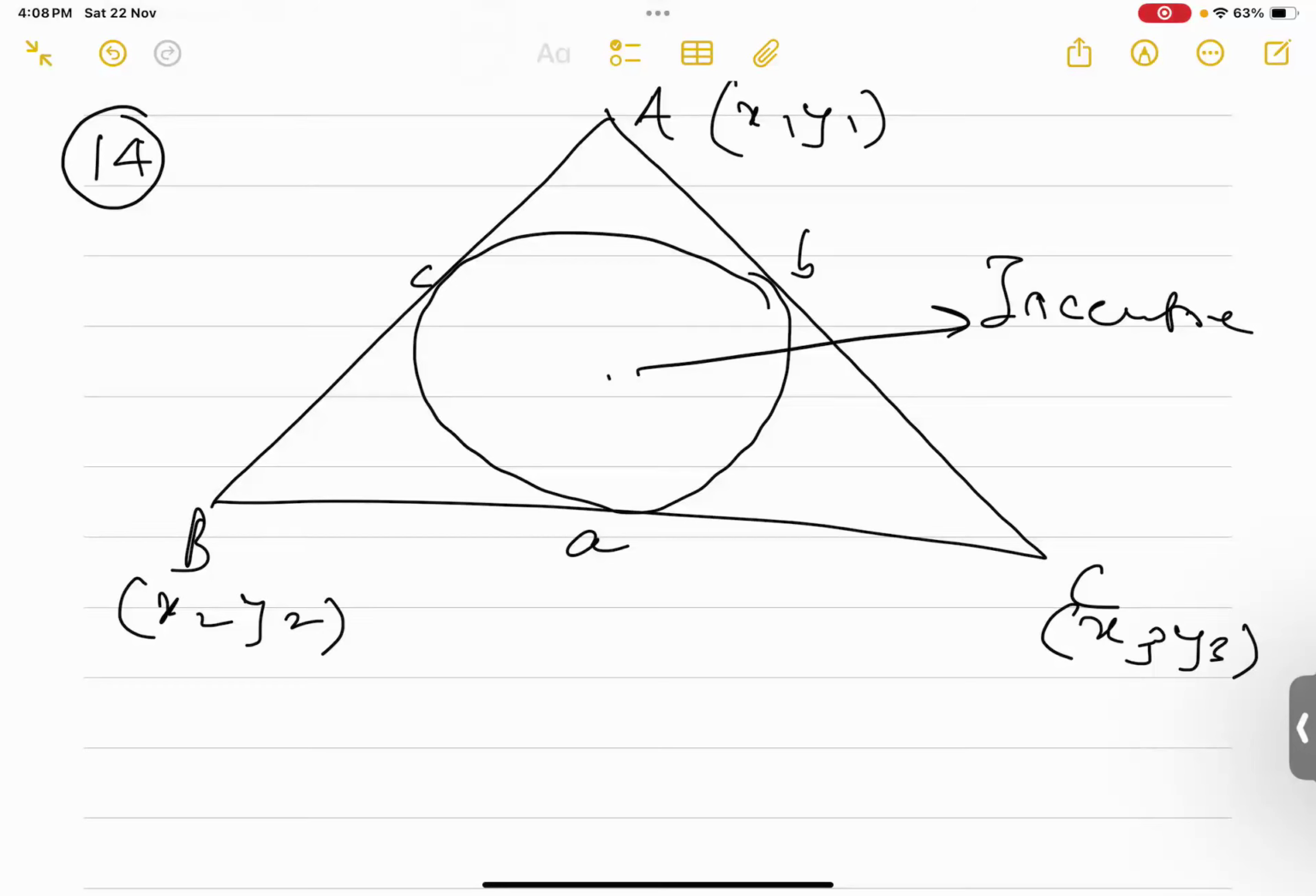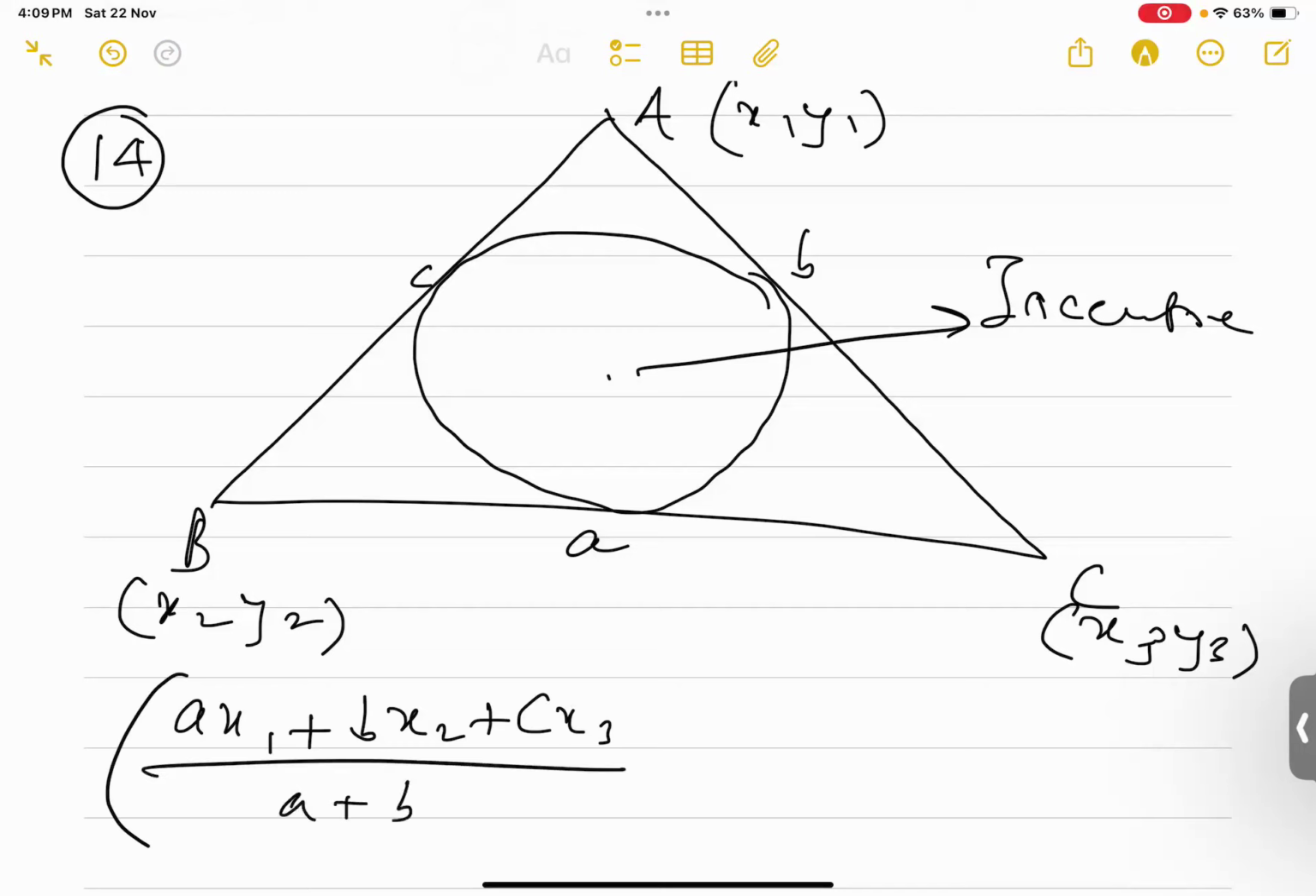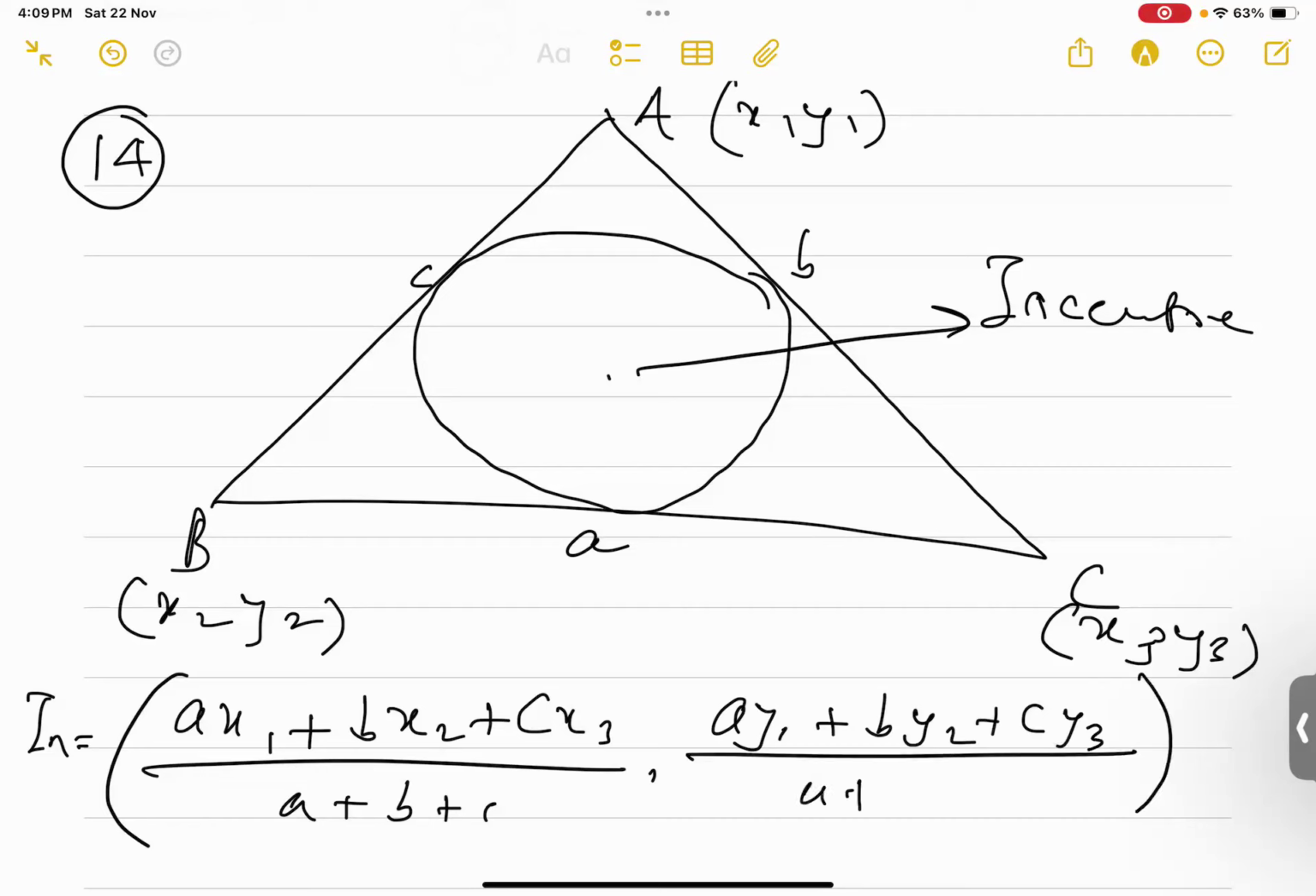The coordinates of the incenter will be (a x1 plus b x2 plus c x3) upon (a plus b plus c), and (a y1 plus b y2 plus c y3) upon (a plus b plus c). So this is the incenter formula. Just copy this.